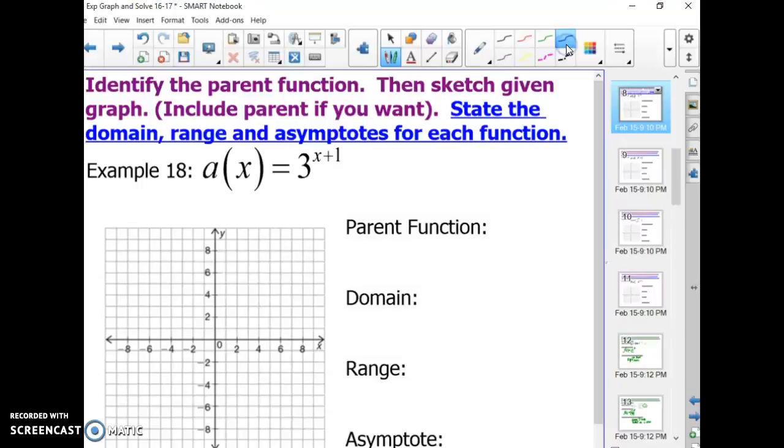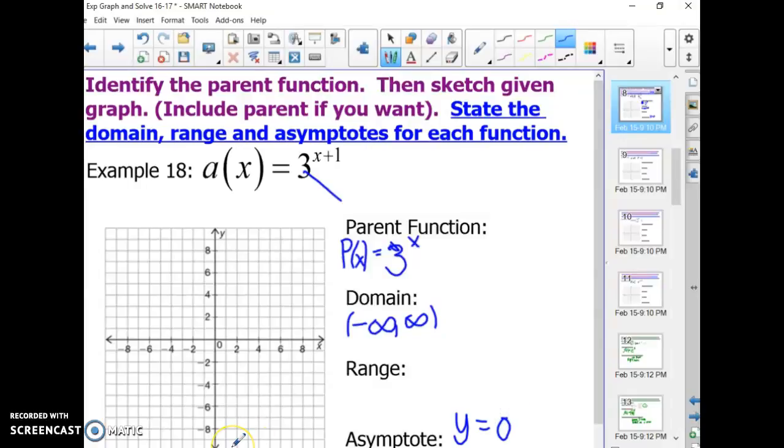My parent function, my b value is 3. So I know my parent function has to be 3 to the x. So parent function, 3 to the x. Domain on every single exponential is all real, so negative infinity to positive infinity. So let's identify our asymptote. I'm not adding anything outside of my function, so my asymptote is at 0.